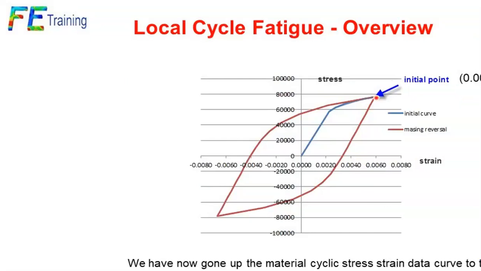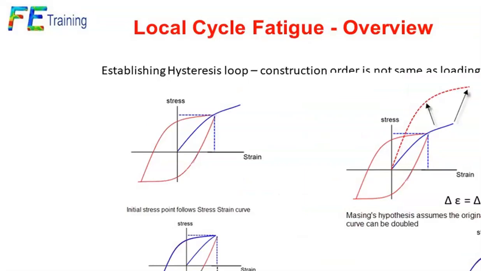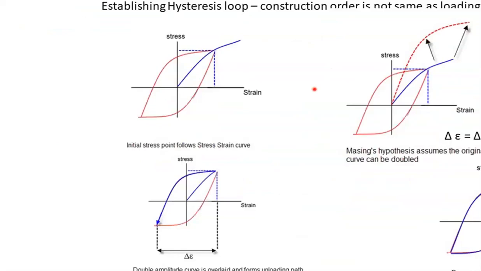Now I've got to figure out how do I unload and go back from that point. And there's a little bit of an additional issue there, and that's called the Masing rule. The Masing rule says as you unload or reverse load, you don't go up the original material curve. You actually double the plastic term. Now there is a geometric reason for that, and I've actually got a YouTube video which explains that graphically. You always get this double curve in here.